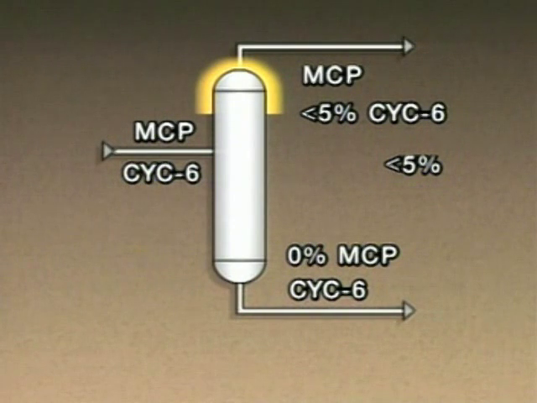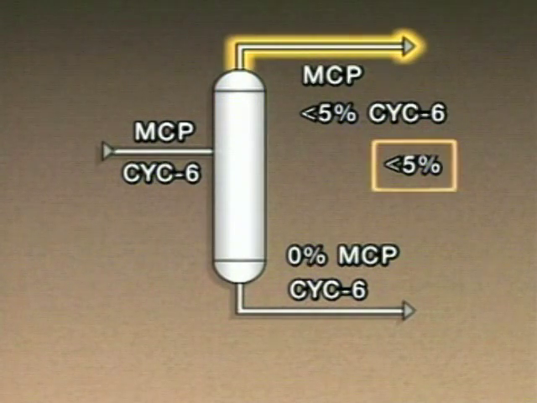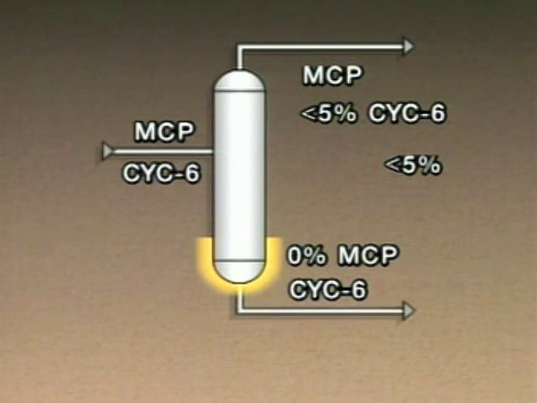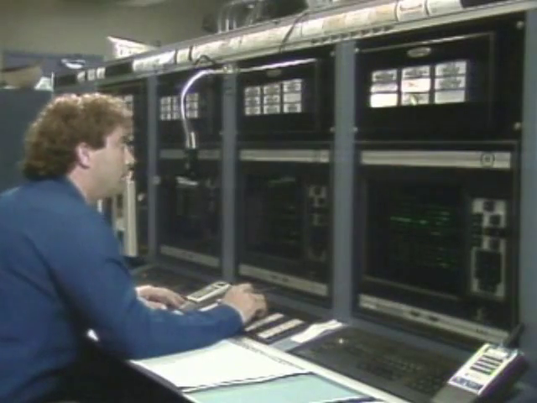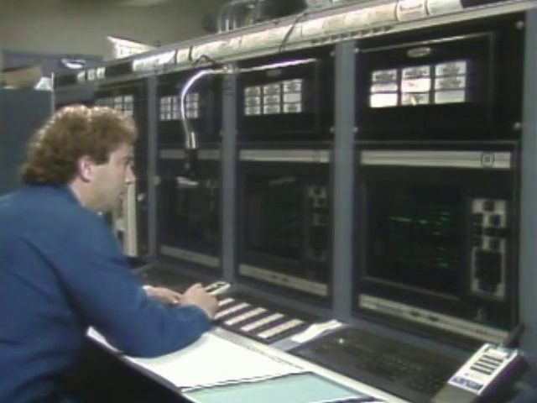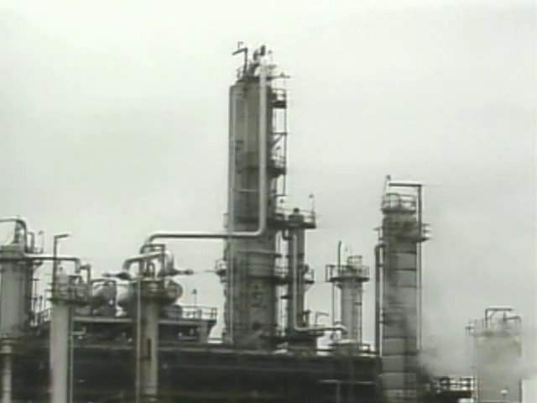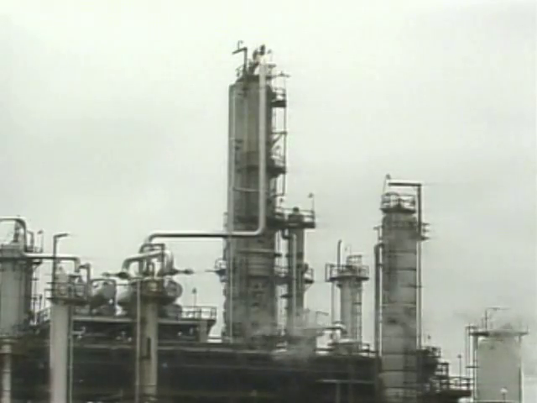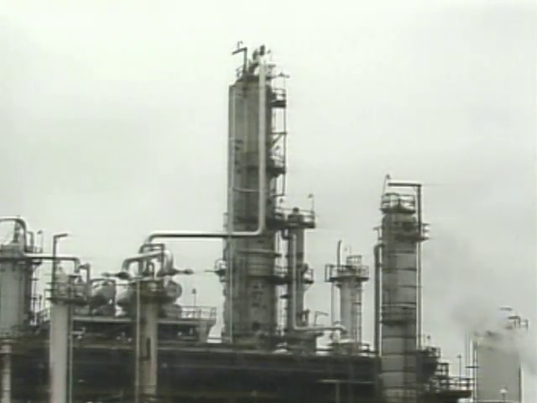If the percentage of CYC6 in the overhead product falls too far below 4%, there is a danger of some MCP remaining in the bottoms product. To bring the products back to spec, the bottom temperature should be increased slightly. This ensures that as much of the lighter component as possible is boiled out of the bottoms liquid. In general, changes in a tower's operation should be made in small increments. Gradual changes allow time for the process to react and minimize fluctuations that are caused by overshooting the set point.